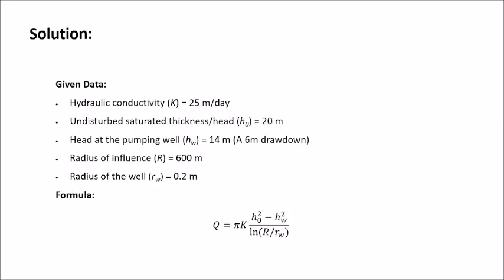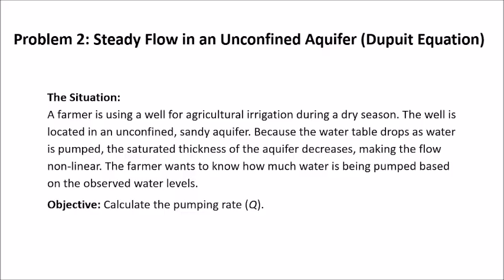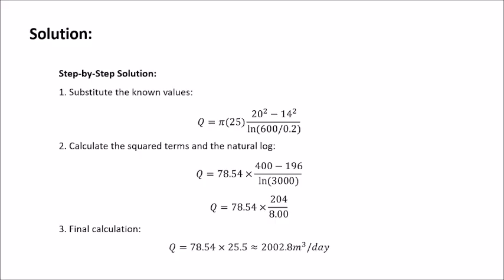Notice the squared terms. These are crucial because they mathematically account for the dropping water table and the resulting nonlinear flow. In our agricultural sample problem, a farmer uses this relationship to estimate that his unconfined well is extracting about 2,000 cubic meters per day, based purely on the observed drop in his water levels. Next slide. Unsteady flow to a well.